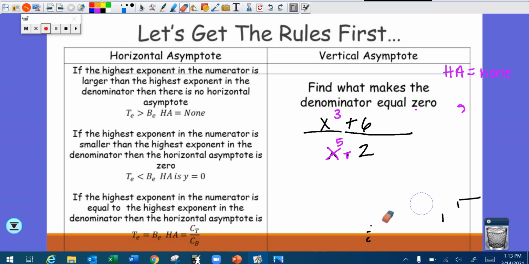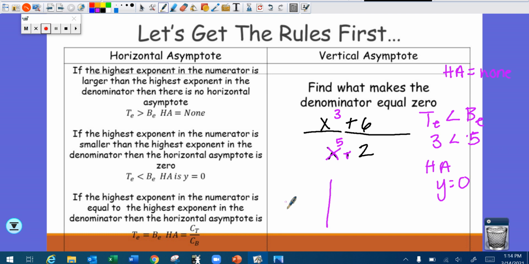So let me show you. We're just going to simply compare exponents again. Top exponent, bottom exponent. The top exponent is less than the bottom exponent because 3 is less than 5. And the way you remember less than, it looks like an L. So 3 is less than 5, so the HA is at y equals 0. So graphically, what does that mean? If y equals 0, that means the horizontal asymptote is going to be on the x-axis, because this is the only place where the y value is going to be 0. So we would say this is my horizontal asymptote and it's at y equals 0.